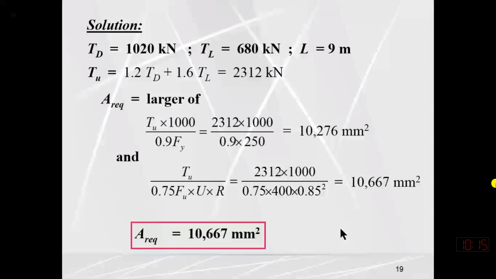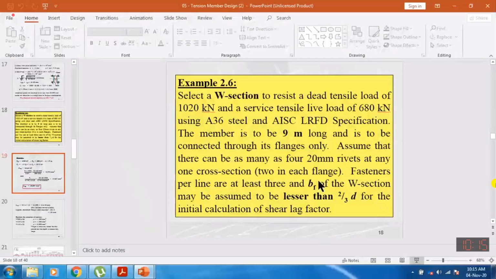For W, M, S, H, P or T sections connected at the flange only, with a minimum of 3 fasteners, and where the BF over D value is less than 0.67, or 2 by 3D, assume the U value equal to 0.85. So here I have considered the U value as 0.85 because that is suggested by the code. We have already discussed that.